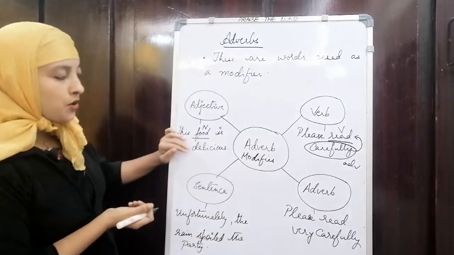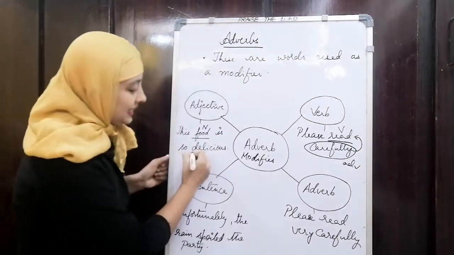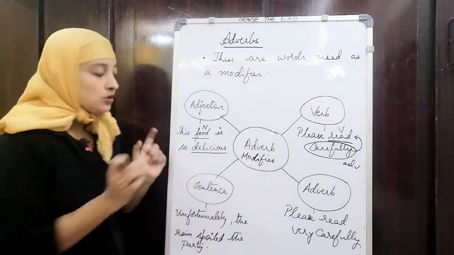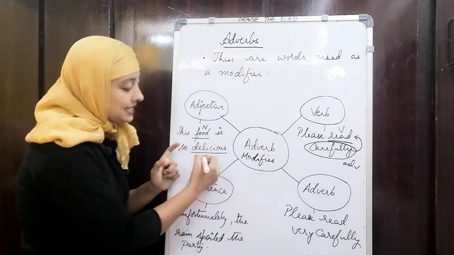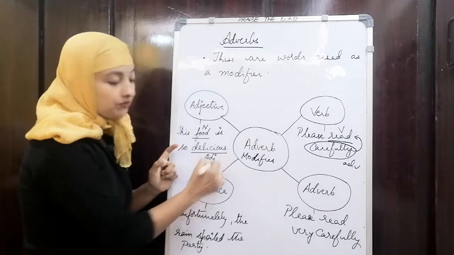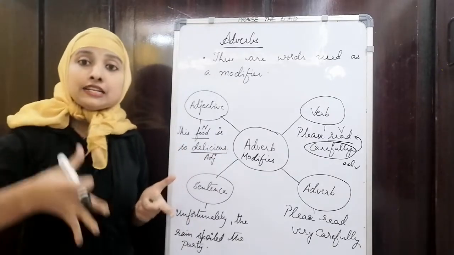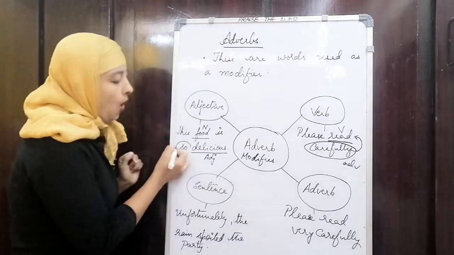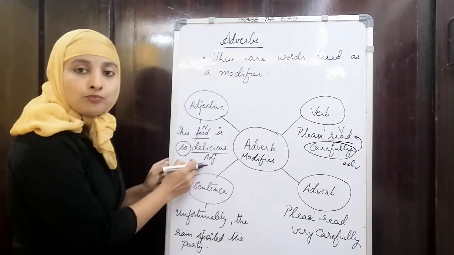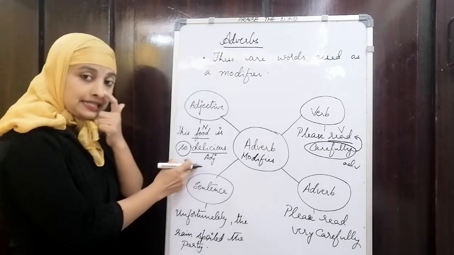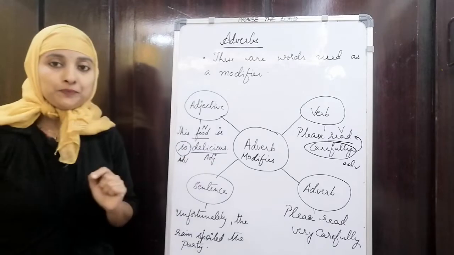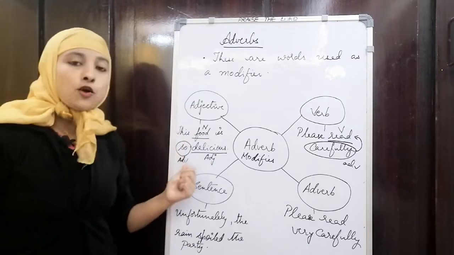Food is delicious. So how is it being explained? Delicious becomes your adjective. How delicious is it? It is so delicious. This so, which is used to modify the adjective delicious, becomes your adverb here, right? So the food is so delicious.